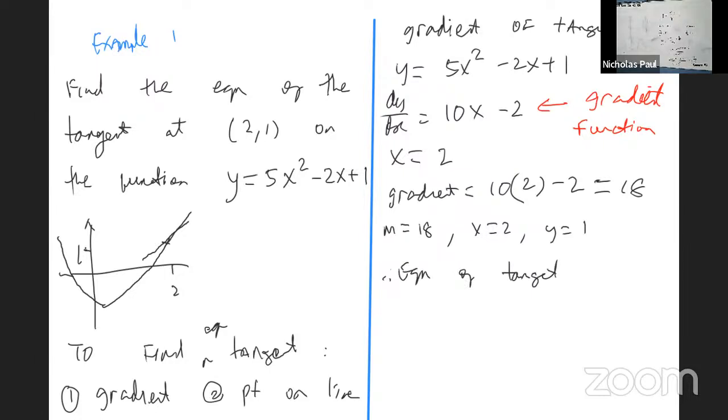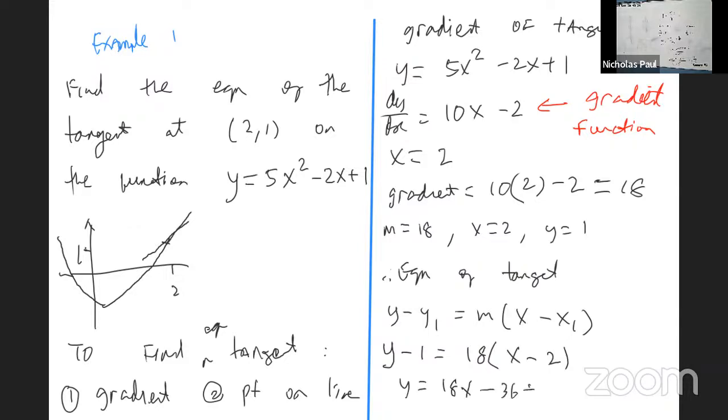Any questions there? I know all the writing. Any questions? I'm just going to use the formula now, right? y minus y1 is equal to m by x minus x1. So that's y minus 1 is equal to 18 by x minus 2. Multiply it out, you'll get y is equal to 18x minus 36 plus 1, which is 18x minus 35.